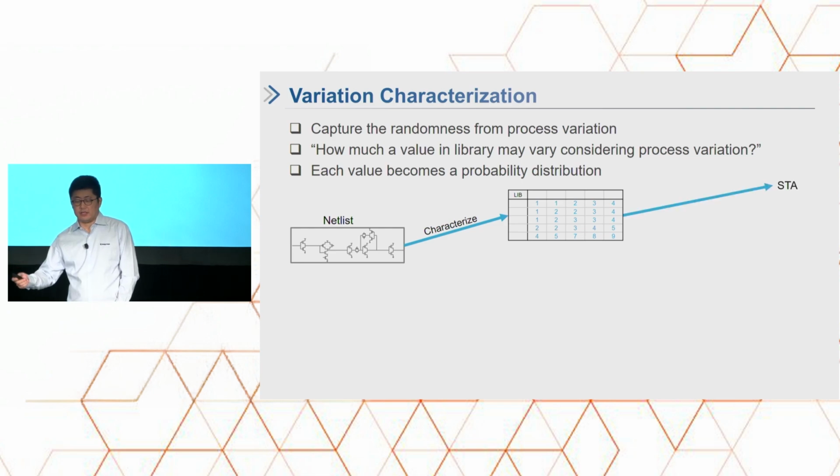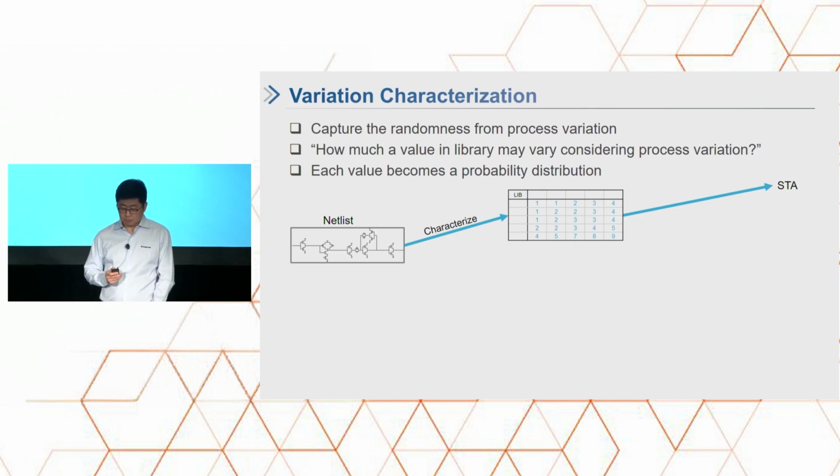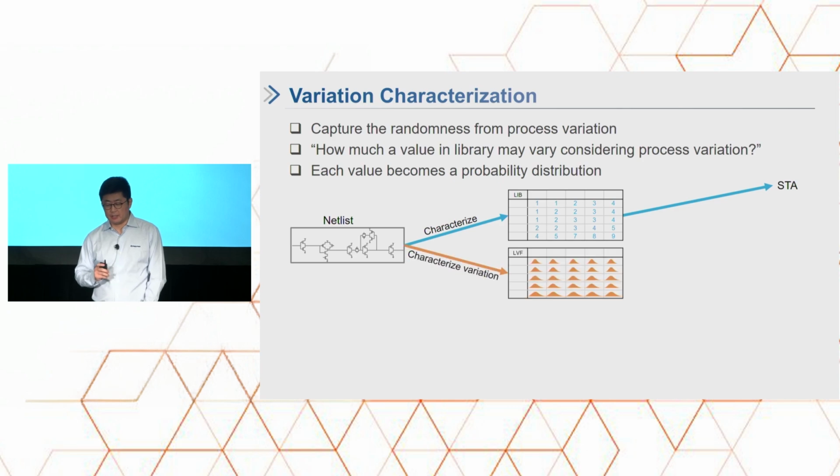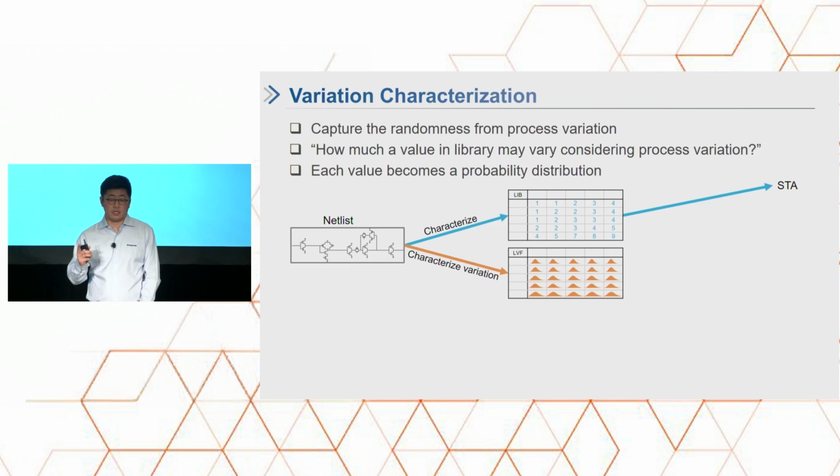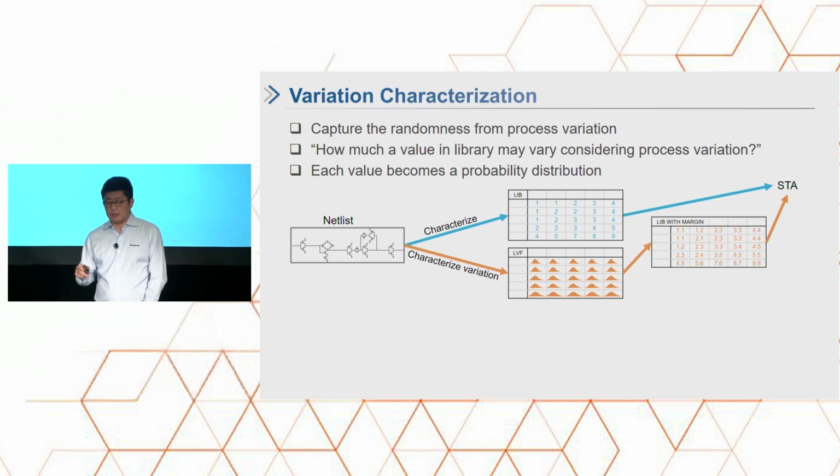And this goes into the STA flow later. This is one library. But if we are doing variation characterization, what we get is a table of probability distributions. So this is basically saying instead of the delay being 1 nanosecond, it can be 1 nanosecond at a certain probability. It can be some other value at another probability. So it's a probability density function replacing each of the values in the table.